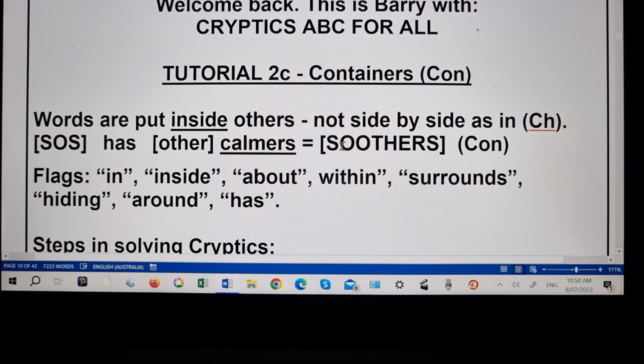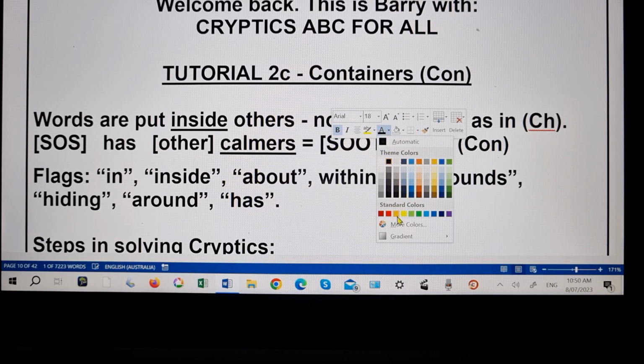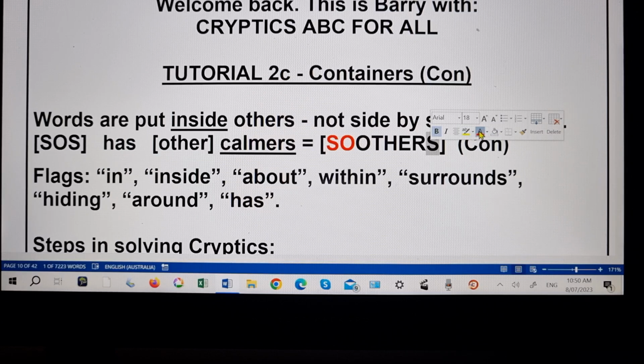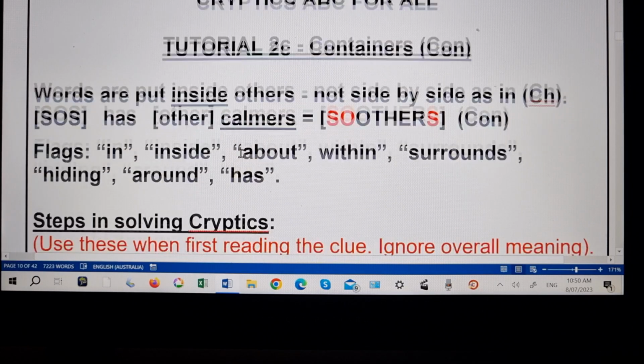Now there's your SOS. SO at the front, as it turns out. All right. And there's the other part of the S. Notice this other is inside it. SOS has other. And the answer is commas, which are soothers. Is that right? Commas are soothers? Yes, of course they are. And that's a container. Typical container where one word goes inside the other.